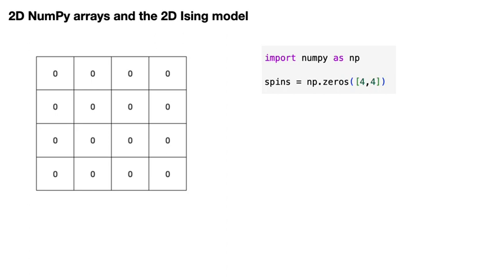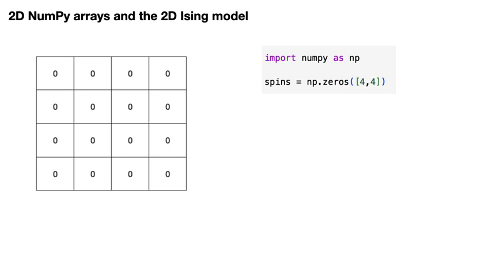This command sets each of the elements of the 4x4 array equal to 0, however, as shown in the diagram. We must therefore work through the elements of the array and set them equal to 1 or minus 1 before we do anything that involves the microstate.